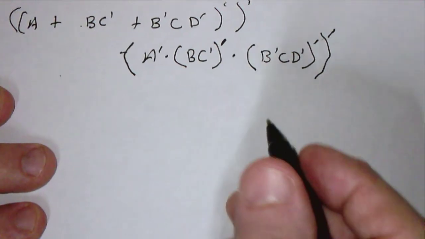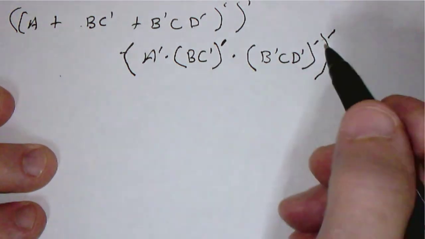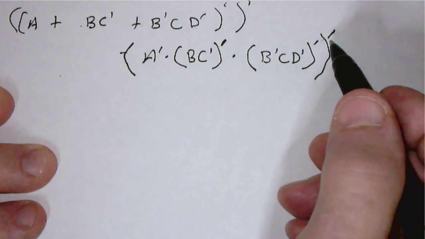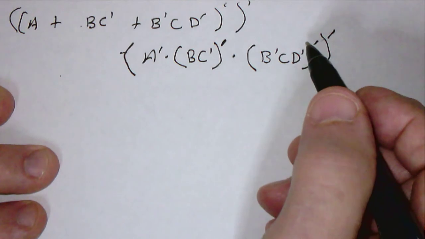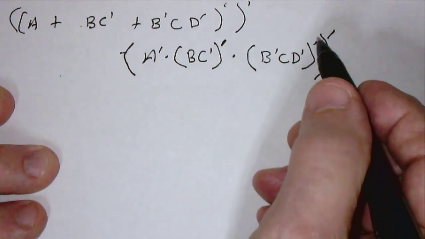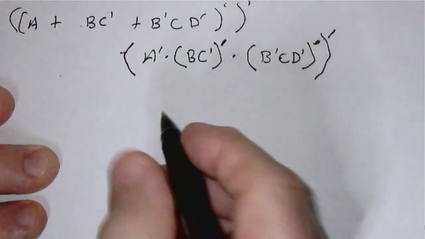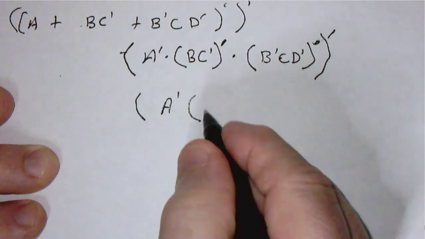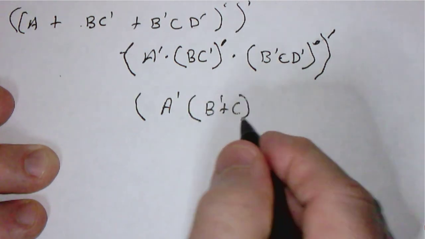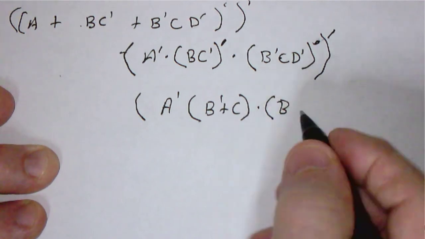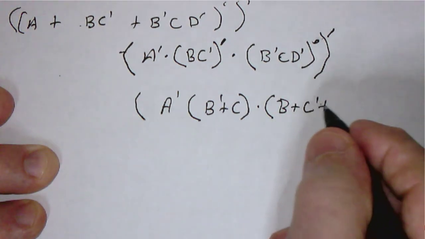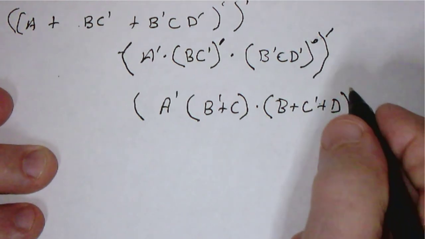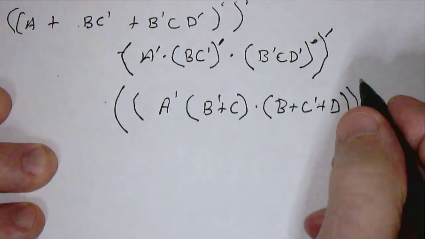Now, the third step, we're going to take these ticks inside. So it's not going to change the A. The A is still going to be A prime. And now it's just going to be B prime plus C times B plus C prime plus D. And then the whole thing still has this inversion on the outside.